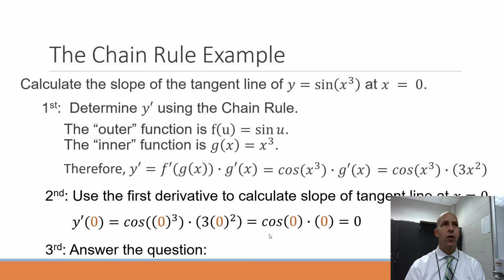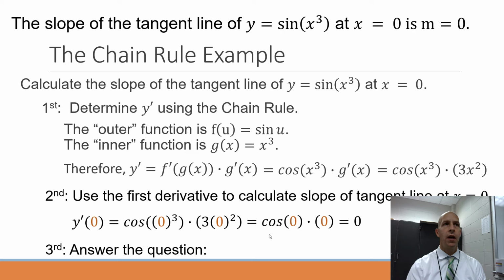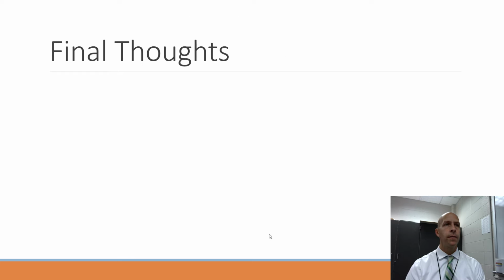So now we can answer our question. The slope of the tangent line of y equals sine x to the third at x equals 0 is m equals 0. In other words, the slope of the tangent line is 0.